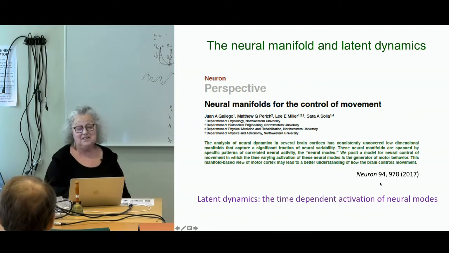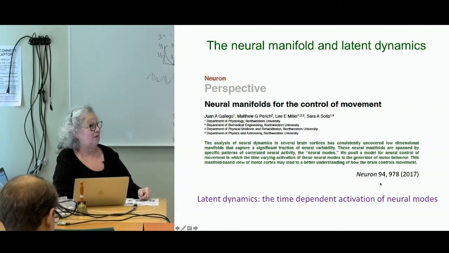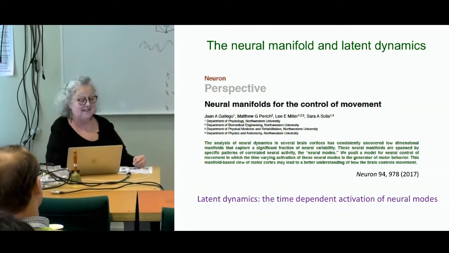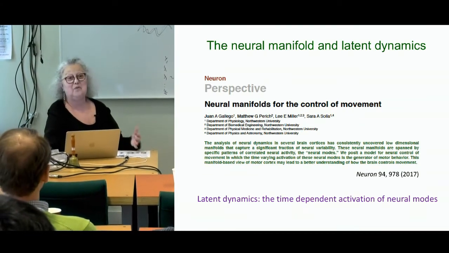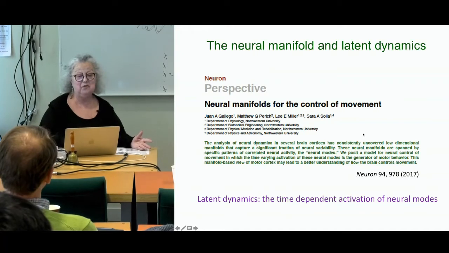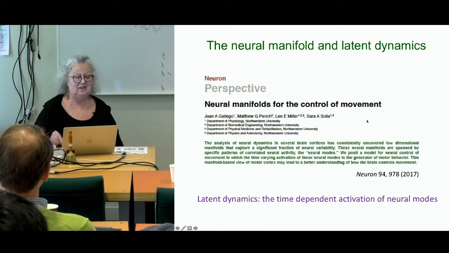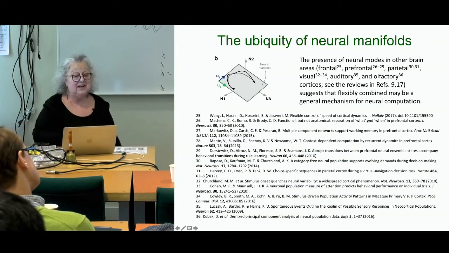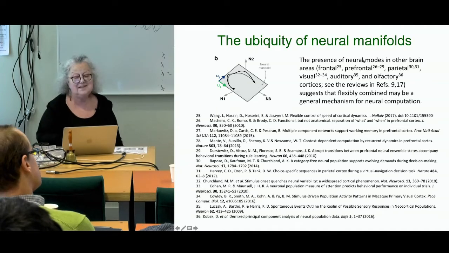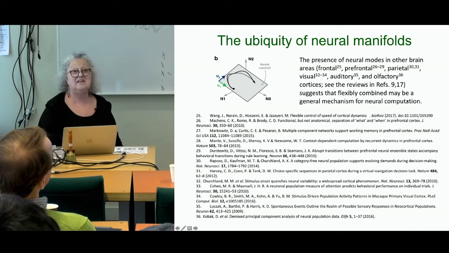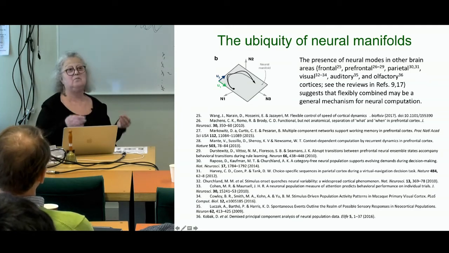But our main point in this paper that we wrote, actually, thanks to a meeting that Per Roland organized in Copenhagen at that time to discuss how the brain works. And then there was an issue of Neuron where we were invited to write these perspectives, and we wrote about the role of these neural manifolds and latent dynamics for the control of movement. And even at that time, in that paper, which is 2017, we listed a lot of places where these manifolds are observed, although we were mostly interested in using them for understanding motor control.